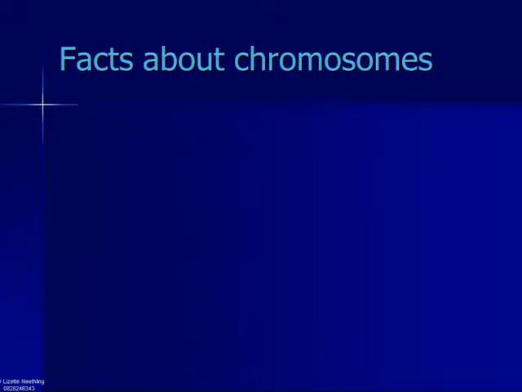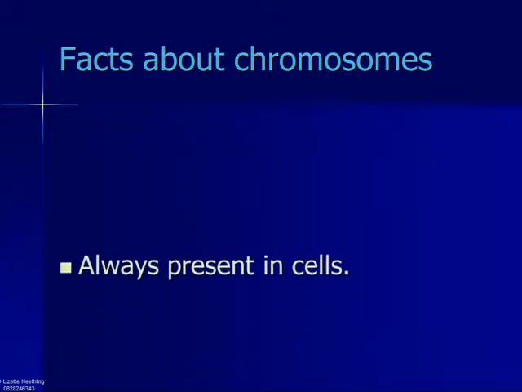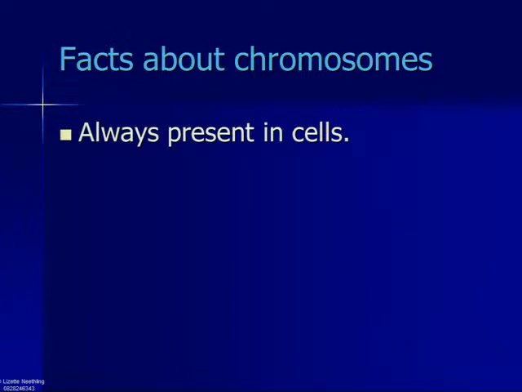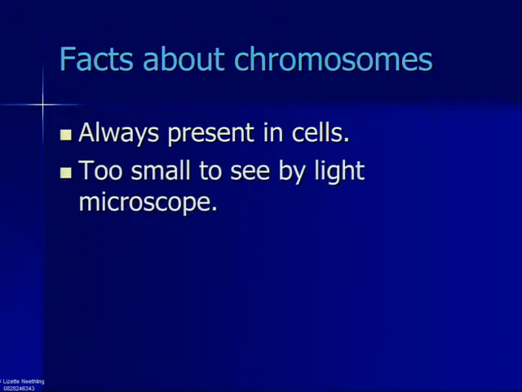Just a few general facts about chromosomes. You don't get cells without chromosomes. Chromosomes are always present in cells. So cells always carry the hereditary characteristics of a person or an organism. But you can't see them, even with a light microscope, so you can't see them really. You need to have something better to see them.